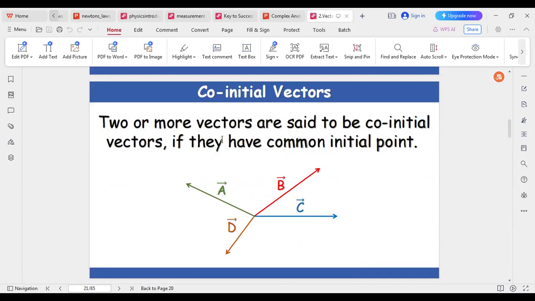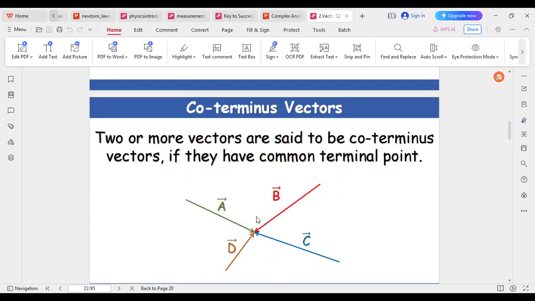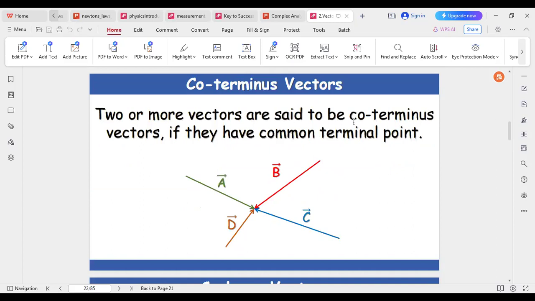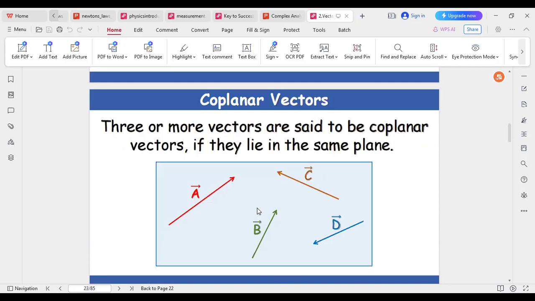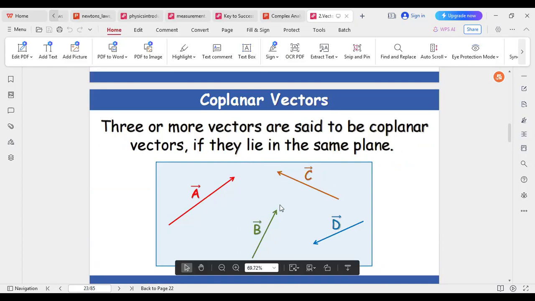Co-initial vectors: two or more vectors are said to be co-initial vectors if they have common initial points. Suppose A vector, B vector, C vector, and D vector pass through the same point, that means the initial point. Coterminal vectors: two or more vectors are said to be coterminal vectors if they have common terminal points. A vector, B vector, C vector, all vectors meeting at a point, coterminal. Coplanar vectors: three or more vectors are said to be coplanar vectors if they lie in the same plane. A vector, B vector, C vector, D vector lie in the same plane.